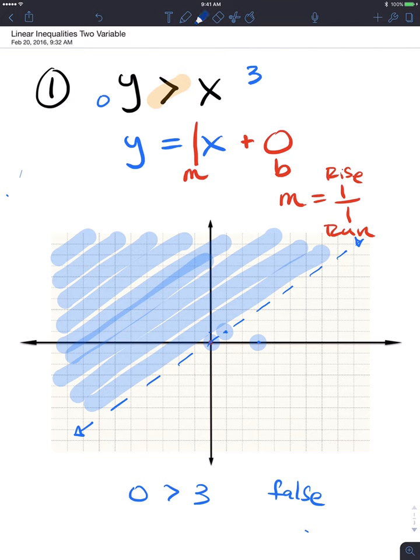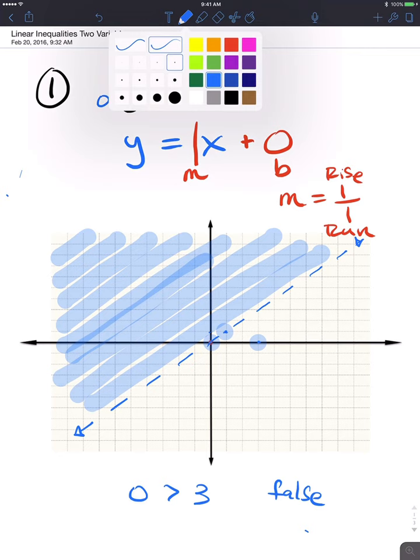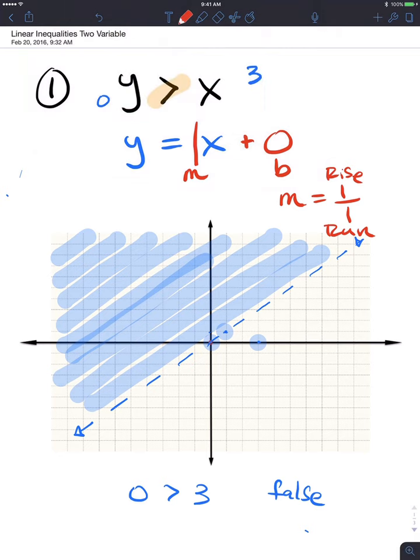Notice if I choose a value for x now in this region, maybe x is going to be 0, y is 1, 2, maybe 3 right here. X is 0, y is 3. Plug in 0 for x, plug in 3 for y now. We get 3 is greater than 0. This here is a true statement. And this is why we shade the upper left region. We're done.